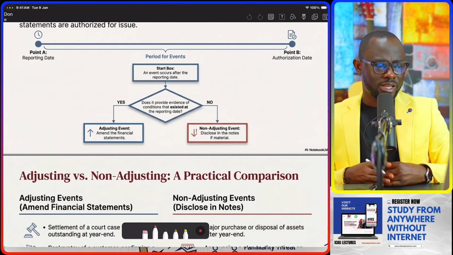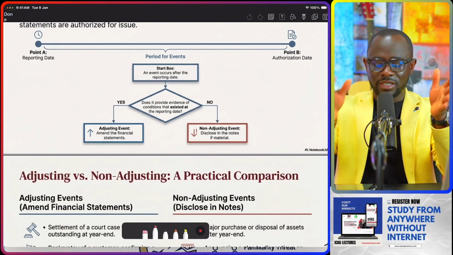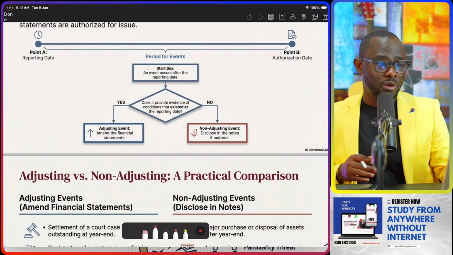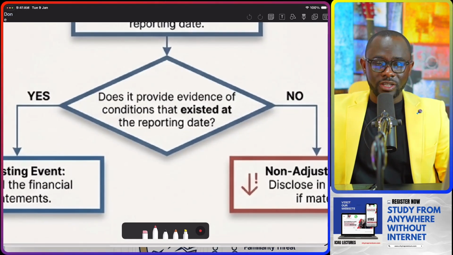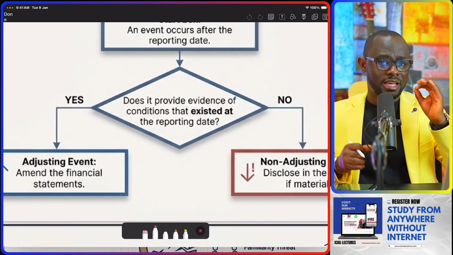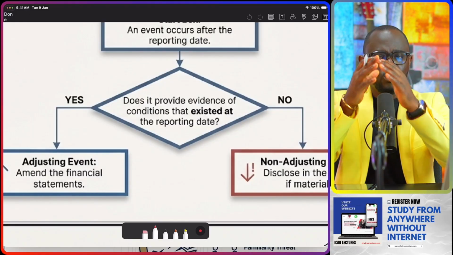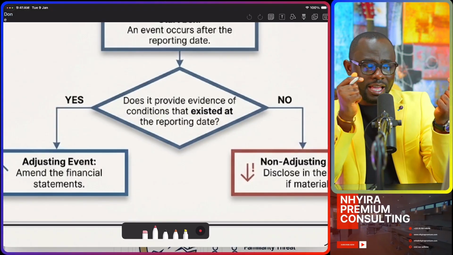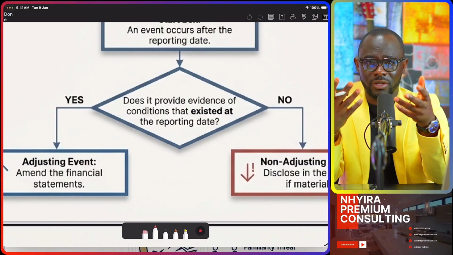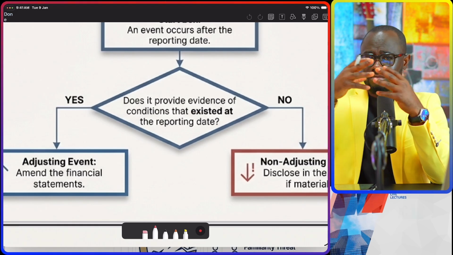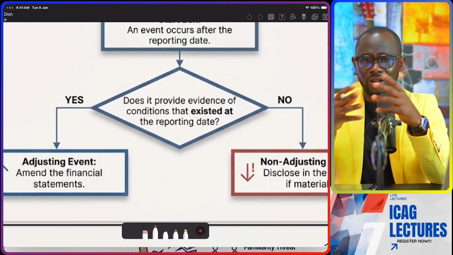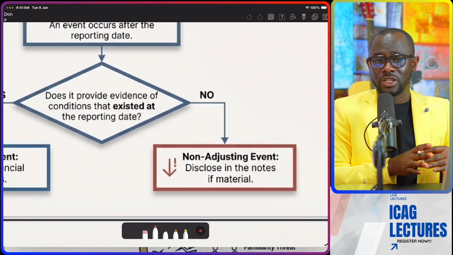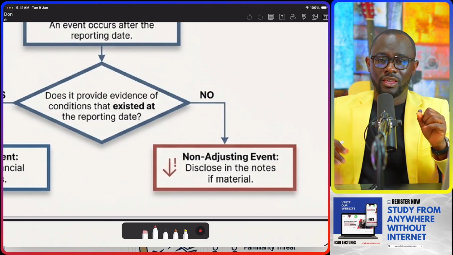How do we know whether something is an adjusting event or non-adjusting event? The question is simple. Does it provide evidence to conditions that existed at the reporting date? If it does, then it's an adjusting event, so we amend the financial statement. If it is not providing us with information about a condition that existed at the reporting date, then it's a non-adjusting event, and that will be disclosed in the note to the financial statement if it is material.